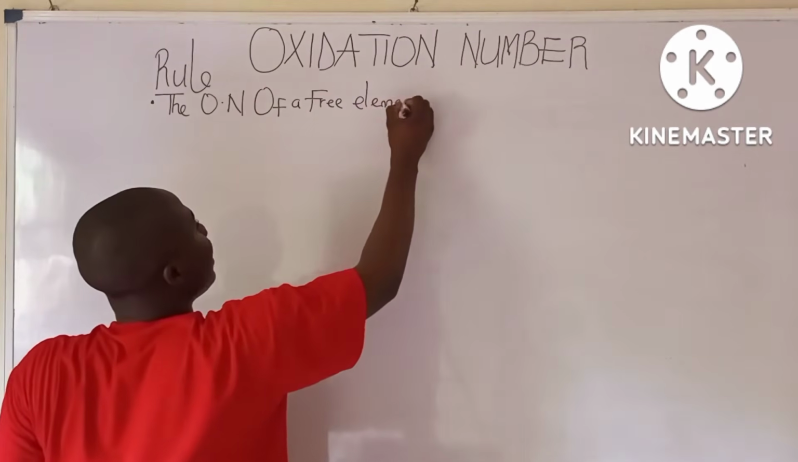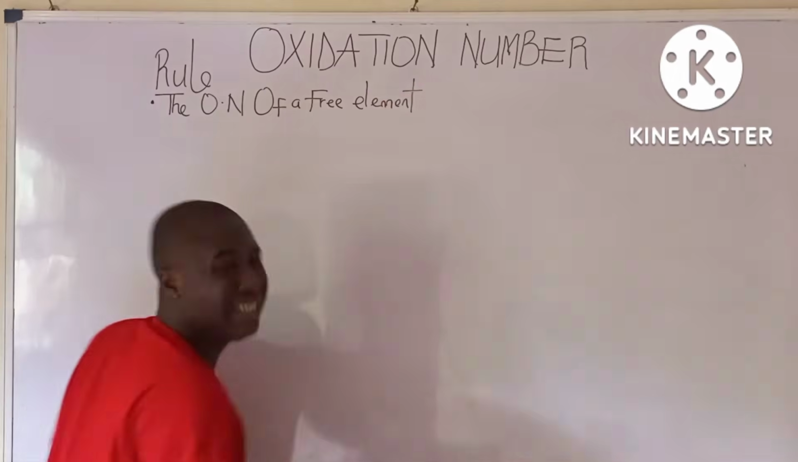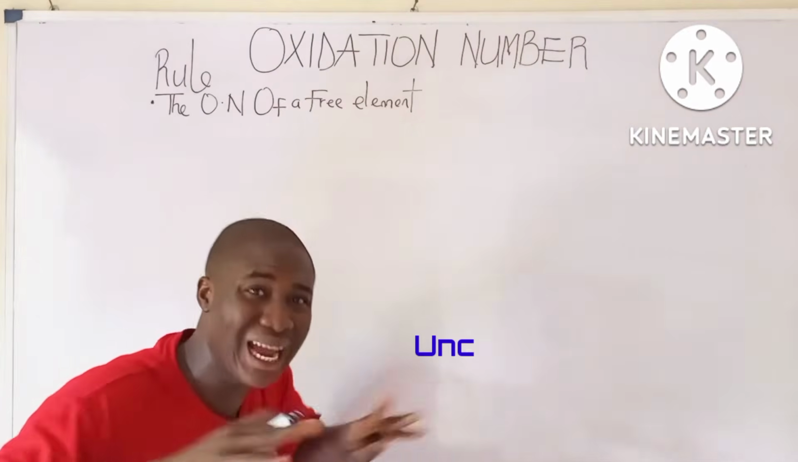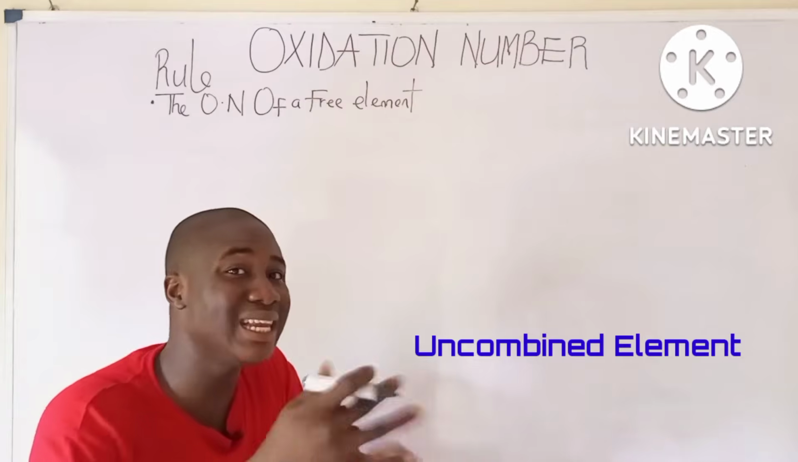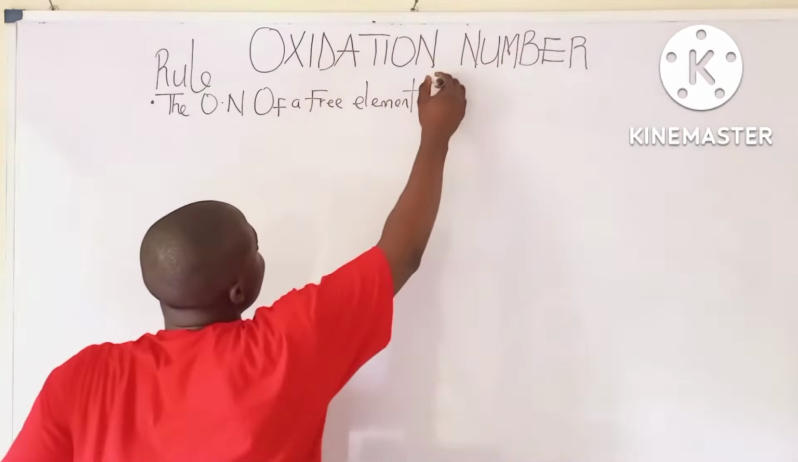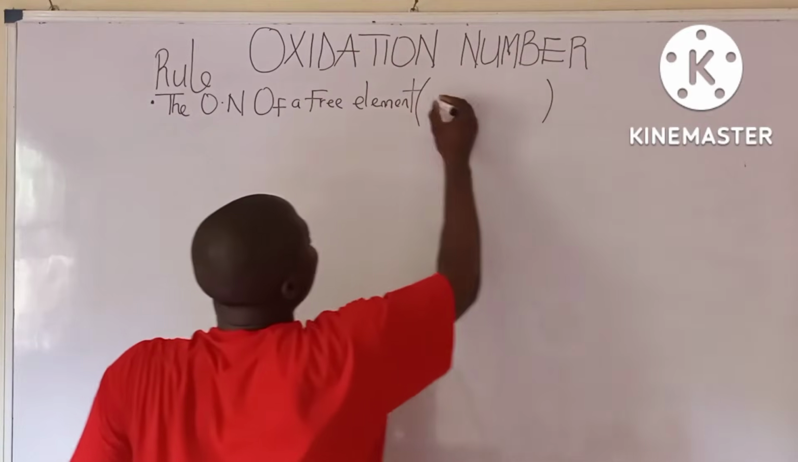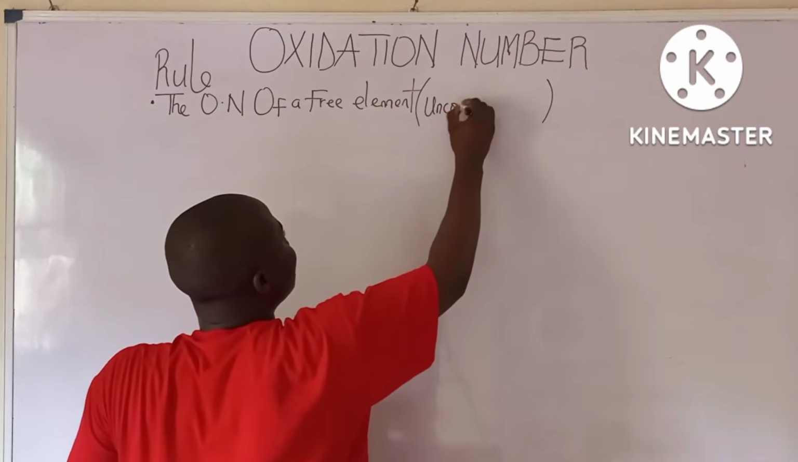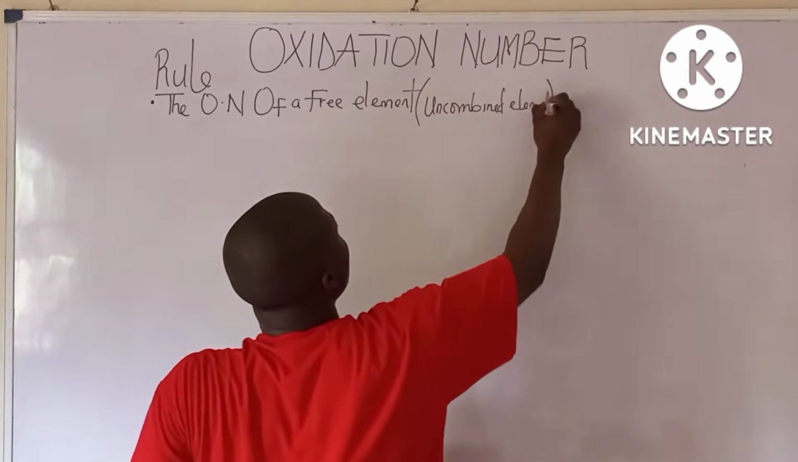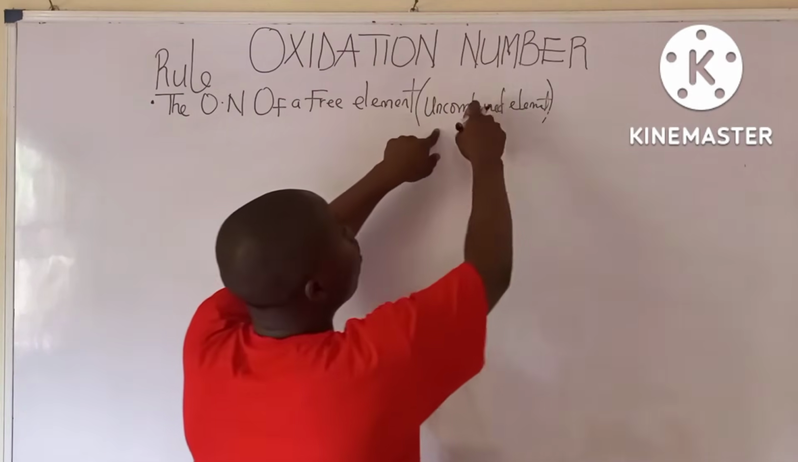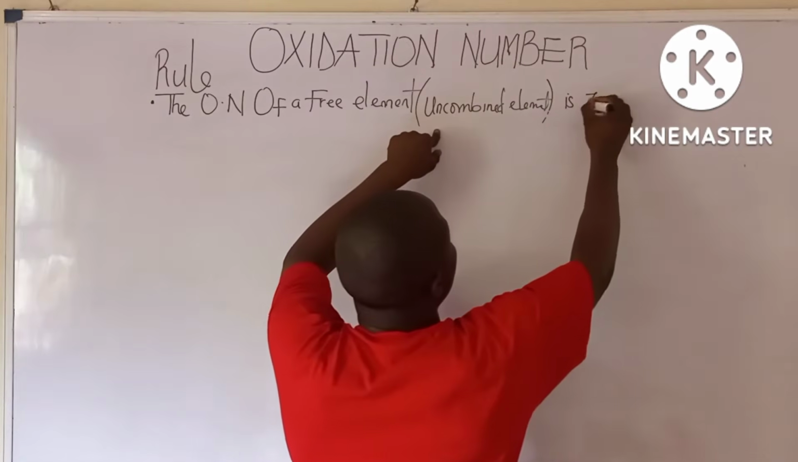What is a free element? A free element is simply an uncombined element. Uncombined element means that this element does not contain any other element attached. That is what we call a free element. So the oxidation number of a free element, which is an uncombined element, is 0.